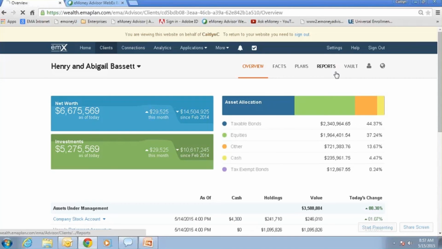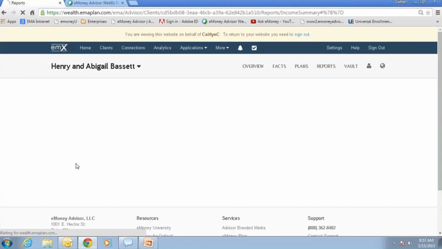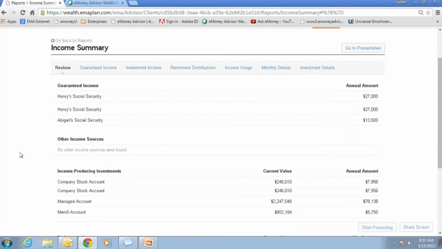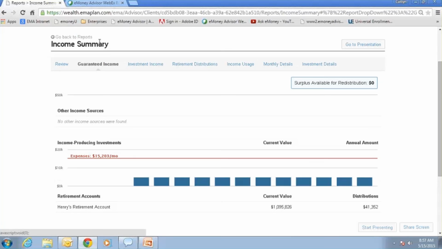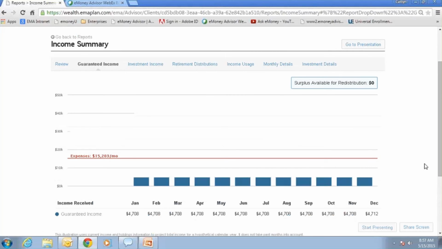I'm going to open up the reports, the income summary tool, and I'm going to explain it a little bit for this particular client. So the first page, again, is an awesome point of conversation because it allows you to explain to your clients where that income is coming from. For this client, we have a number of different guaranteed income sources. No other income. This, for my dad, would be where that rental property income would come from. We have income-producing investments, and then we have retirement accounts. So those are the number of different sources that income is coming from. In guaranteed income, it draws kind of that line in the sand for what expenses look like each month. That does include taxes. And it then takes us to where we meet our needs with guaranteed income.